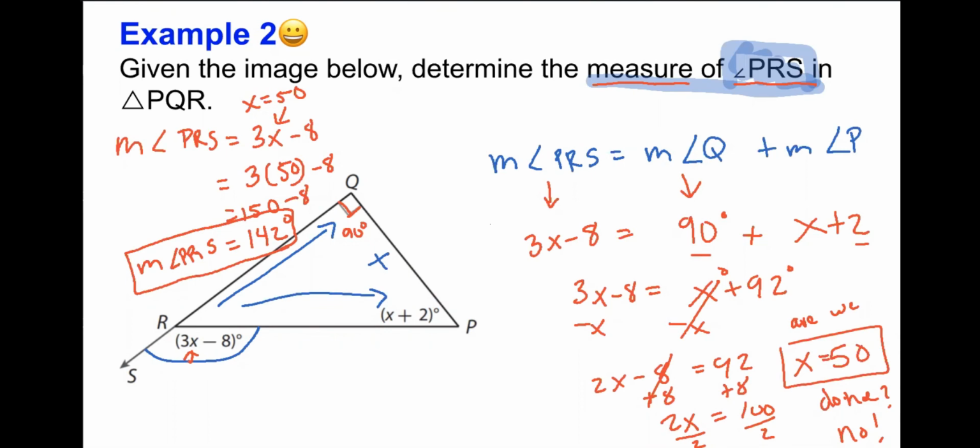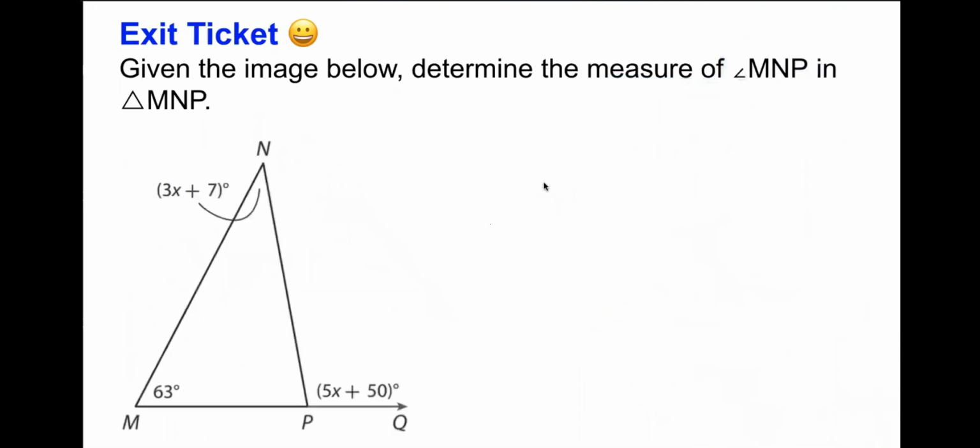Okay, so for your exit ticket, you have another example. This time you're trying to find the angle of M and P, and you have your triangle given. Just take into consideration that this time you're not trying to find the measurement of the exterior angle. You're trying to find the measurement of M and P, this beautiful angle. So go ahead and do that as an exit ticket and have fun.